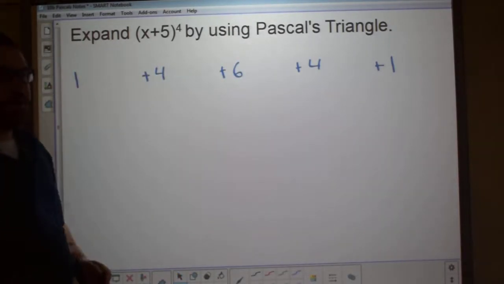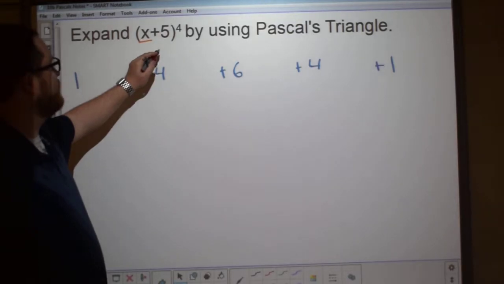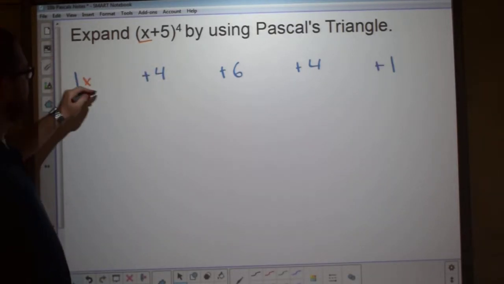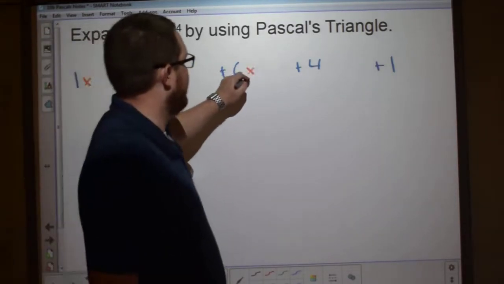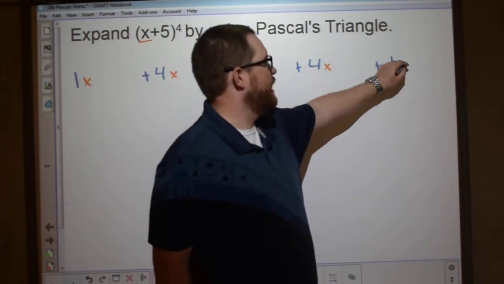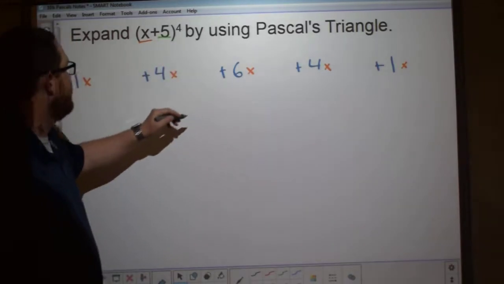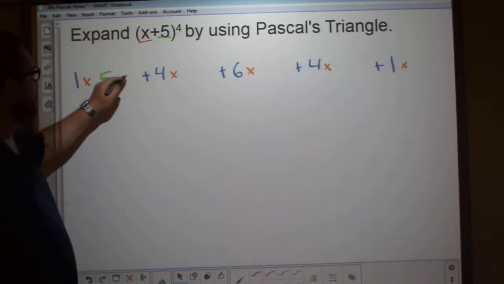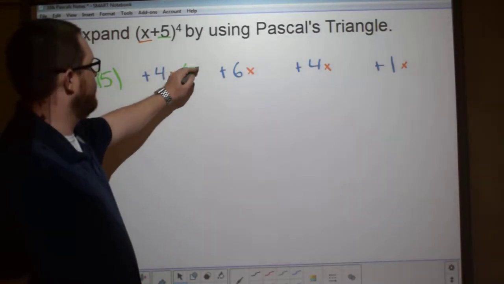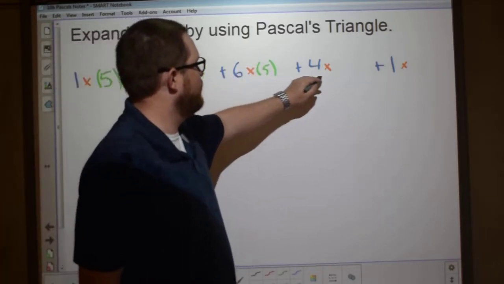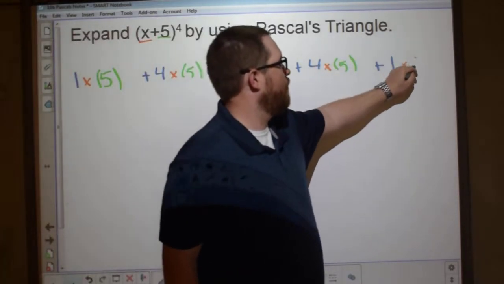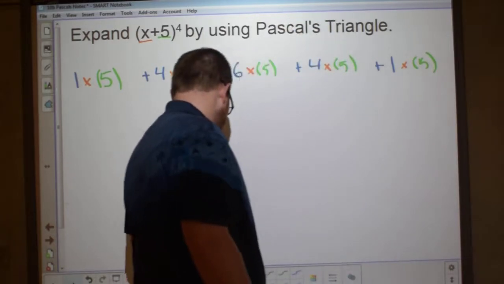What are the two terms that I have? Well, one of them is x. So I'm going to put x, x, x, x, and x. And the other term is 5. So I'm going to put 5, 5, 5, 5, and 5. Okay?